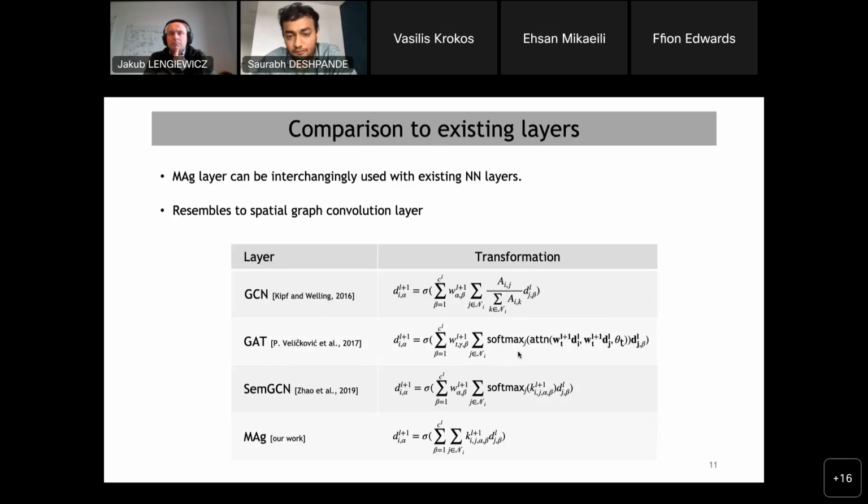So if we try to decipher these in terms of our notation, for a given input, you have one shareable set of weights, but you also compute the relative importances of these weights by taking the feature value into consideration. So the GAT layer differs from the other layers in the sense that it also considers the feature information in performing the aggregations. MAG most closely resembles the semantic GCN layer.